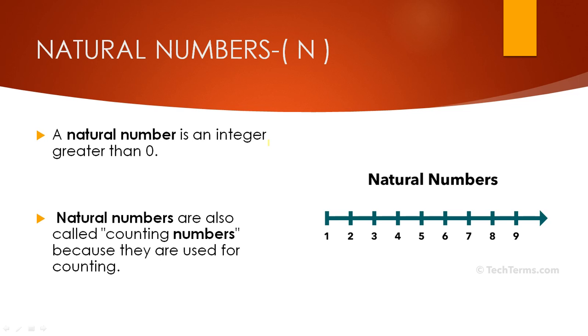What are the natural numbers? They are also called the counting numbers because they are used for counting, and it starts from 1. You can easily count the numbers, so that's why they are called natural numbers. And it has no end: 1 trillion, million and so on. You can easily count these numbers.